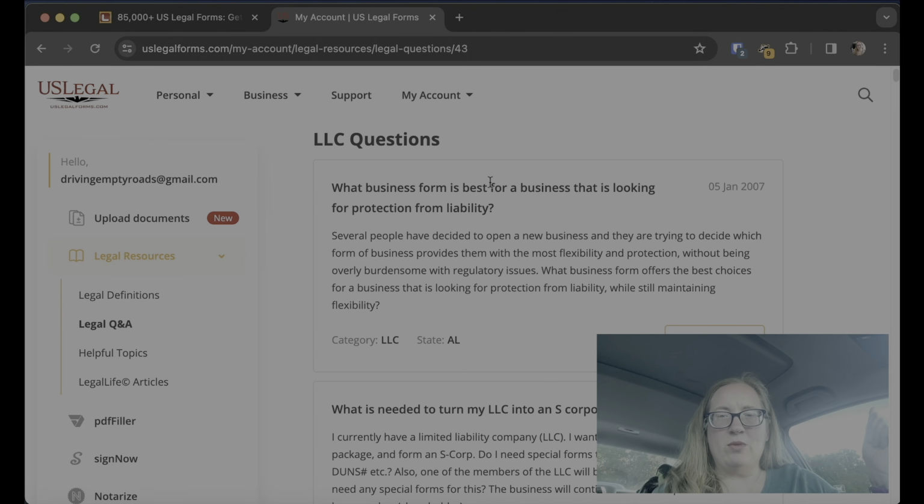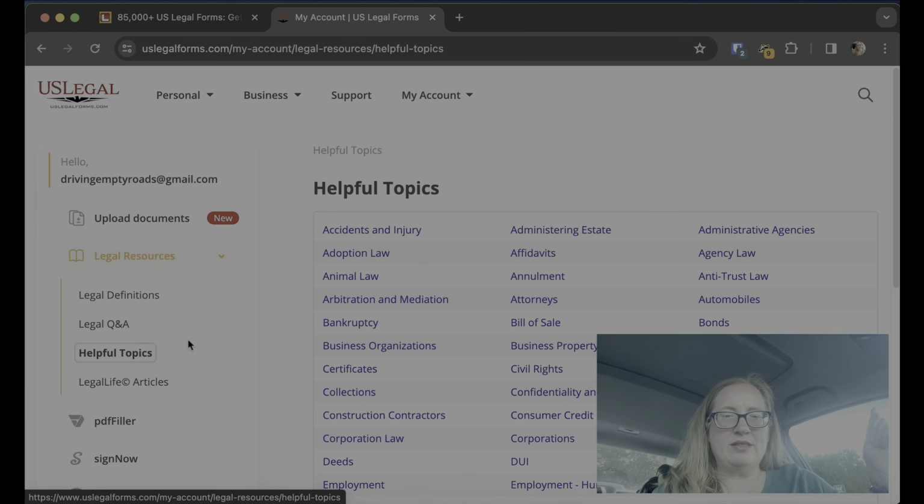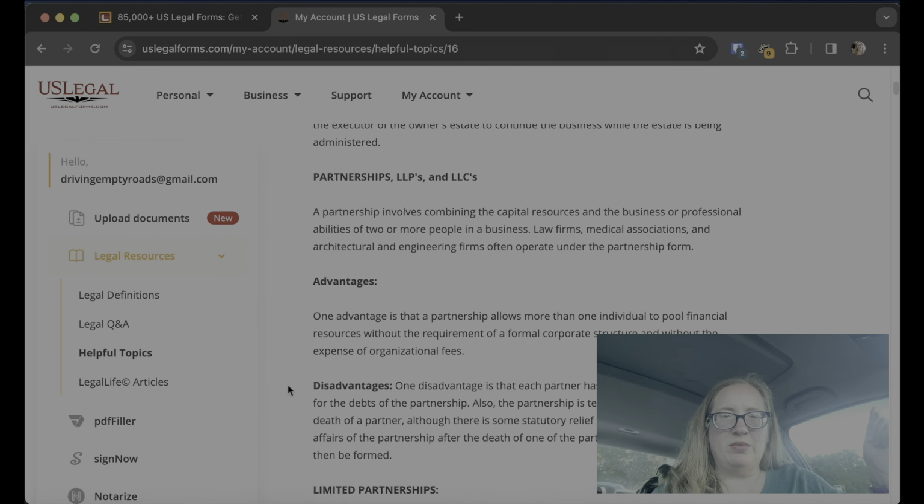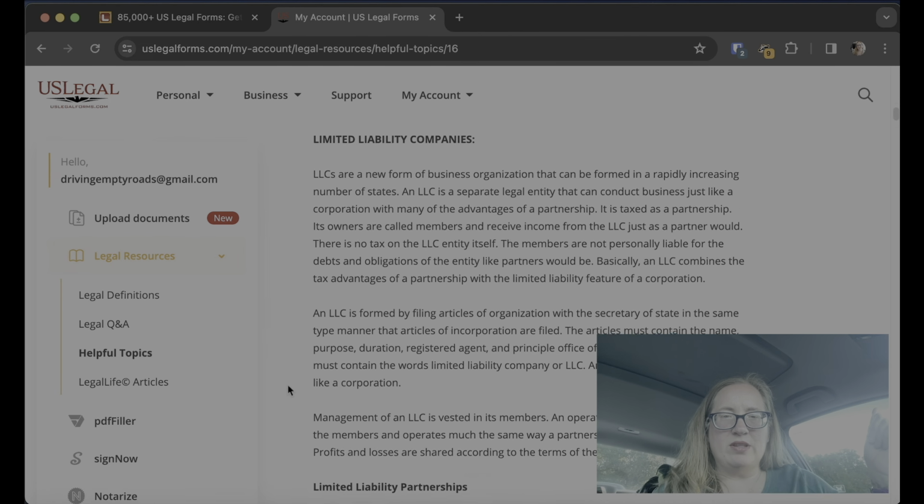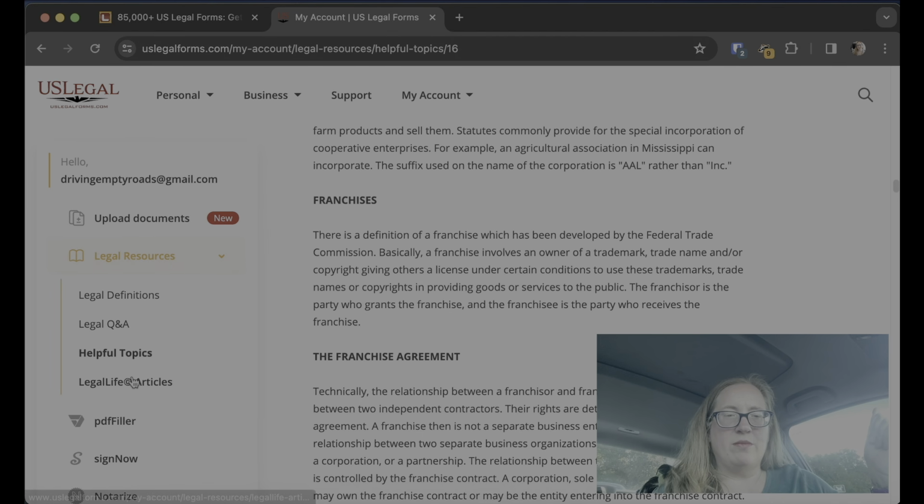All right, so let's just click on one of these. What business form is best? And then you can look at the answer. Then helpful topics, business organizations, and it gives you a little pluses and minuses of different business organizations. That can be helpful for you just to kind of understand from a high level.